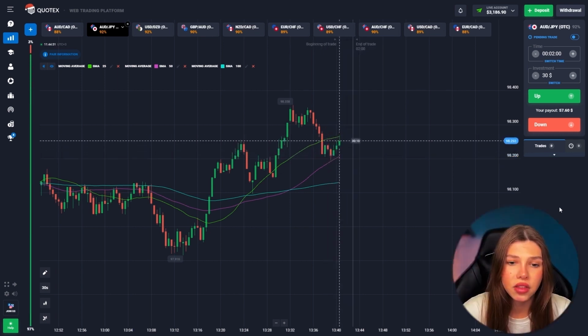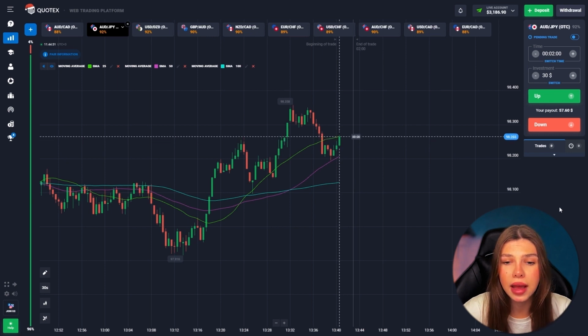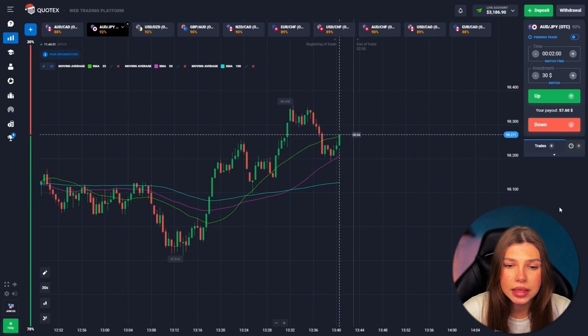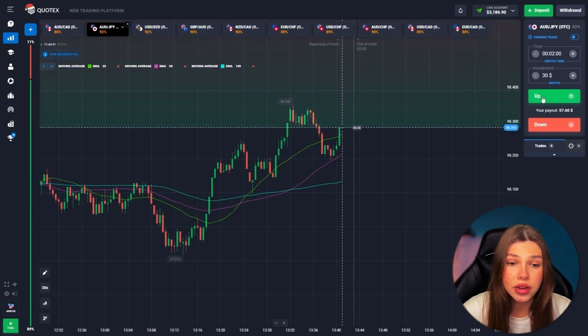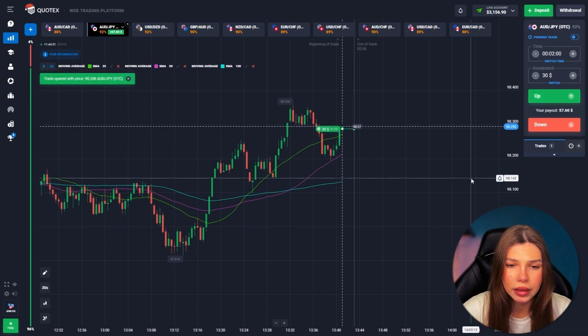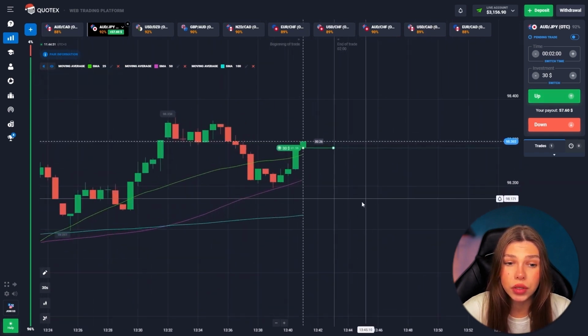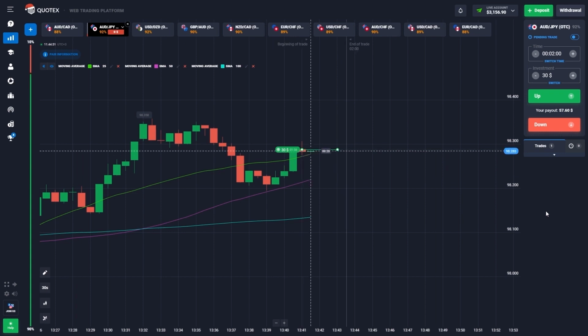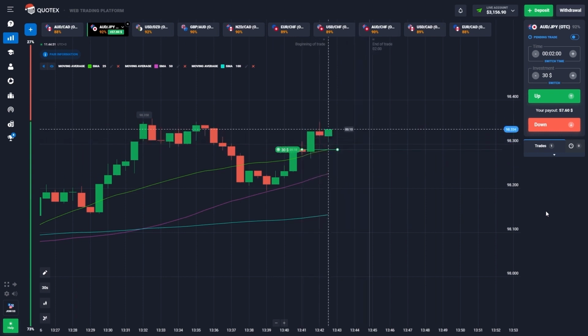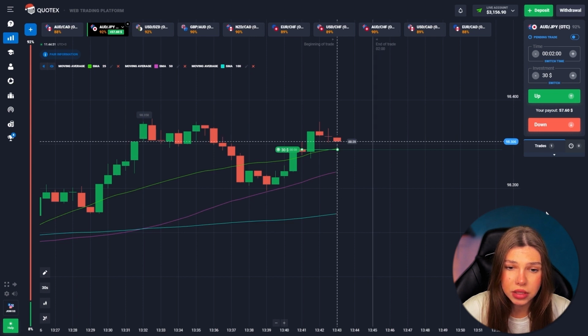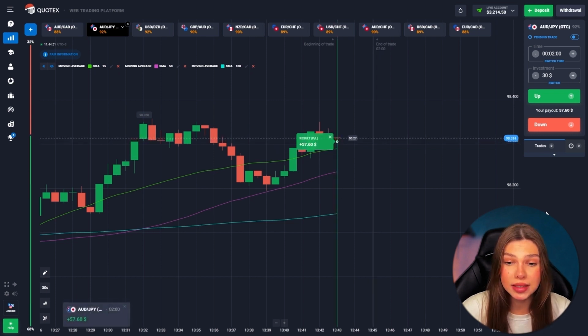So we can see that the price has already exceeded the green line, for example, the moving average with a period of 25. As soon as the candle closes above it, we open a trade on the upside. We're getting ready and the up trade is open. Let's zoom in on the charts and see what's going on. There was a little bit of momentum, now it's pulling back, but we still got our profit.